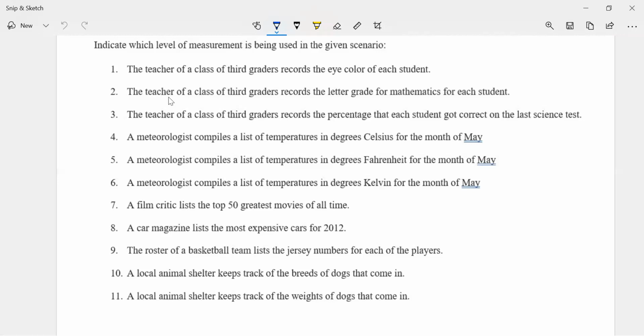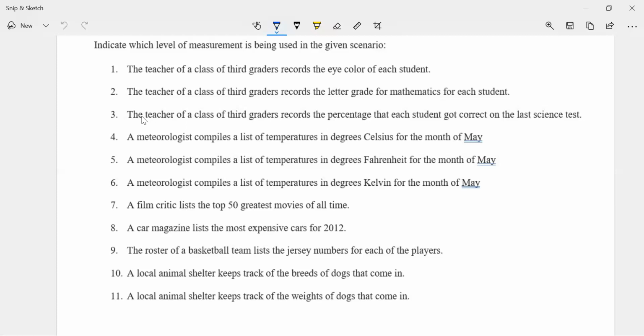So here, the teacher of a class of third graders records the letter grade for math for each student. Okay, so I'm looking at the grades now. This is ordinal, because the letter grades can be ordered, with A as high and F as the lowest. However, the differences between these grades are meaningless. An A and a B grade could be separated by a few or several points, and there's no way of telling if we're simply given a list of letter grades. So this will be ordinal.